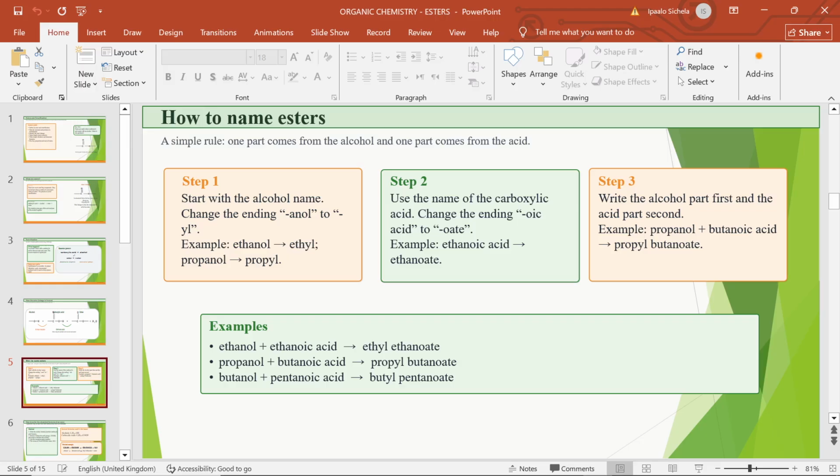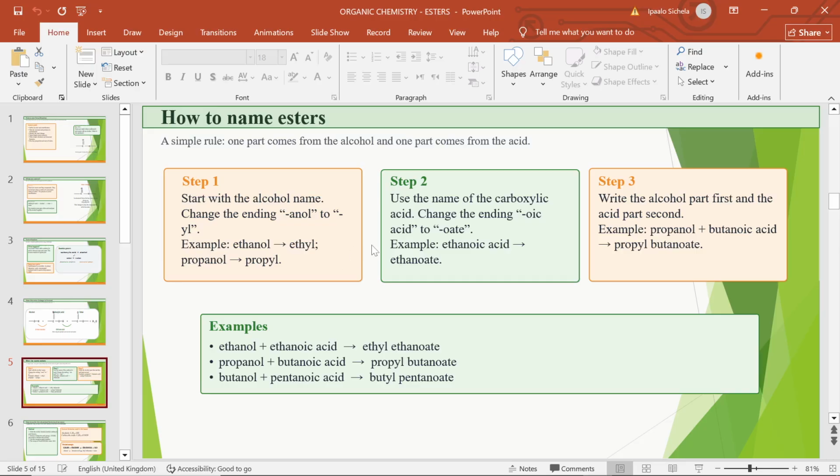You change the ending. How? By changing the ending anol to yl. So anol will change to yl. We have ethanol here, right? To change to ethyl, the anol will be removed and replaced with yl. So ethanol changes to ethyl.